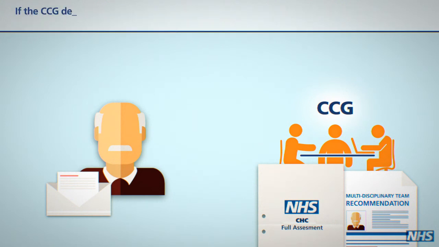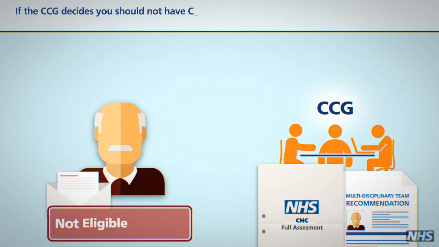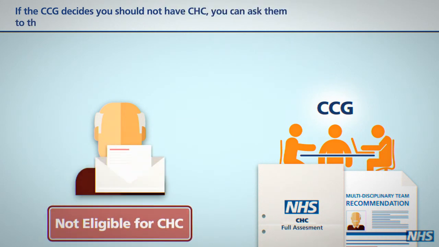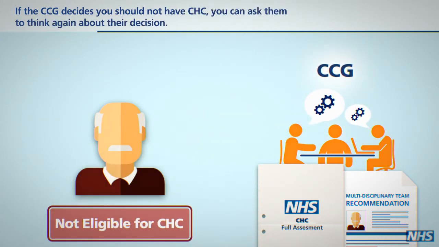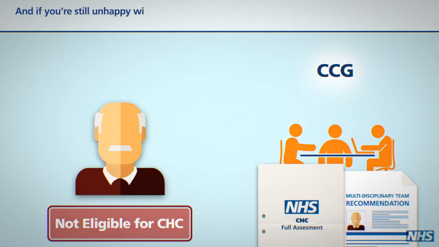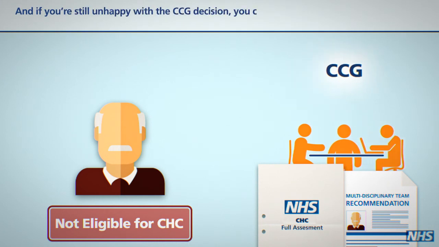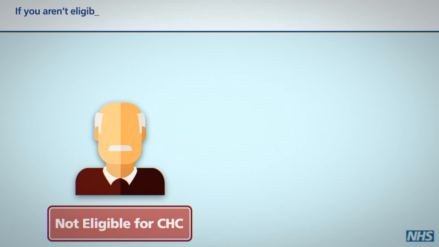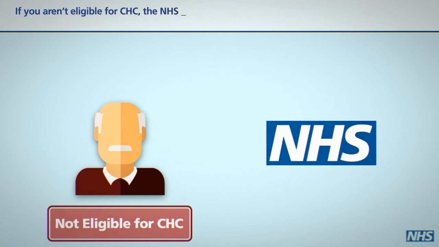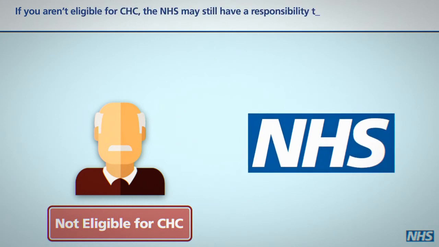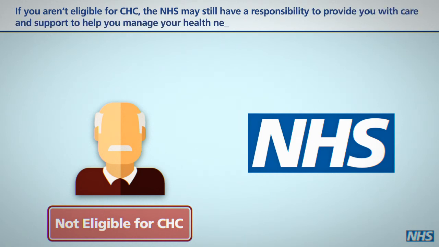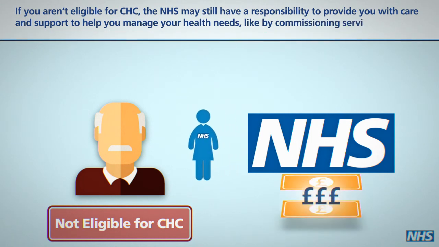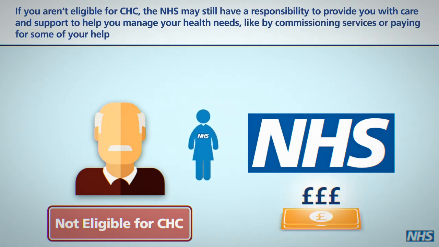If the CCG decides you should not have CHC, you can ask them to think again about their decision. And if you're still unhappy with the CCG decision, you can then ask for an independent review from NHS England. If you aren't eligible for CHC, the NHS may still have a responsibility to provide you with care and support to help you manage your health needs, like by commissioning services or paying for some of your help and support.